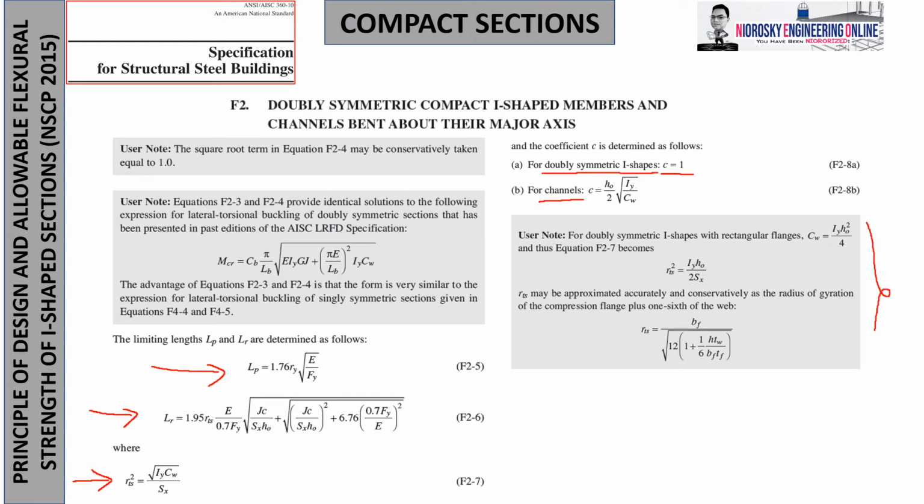So, ganun din yung nilalaman nito sa NSCP 2015. User note lang yan. You can derive this anyway. Pagsamahin nyo na yung C sub w at saka yung r_ts. Tsaka the same with this, assuming a 1/6 of the web compression. So, madali ito ma-derive.